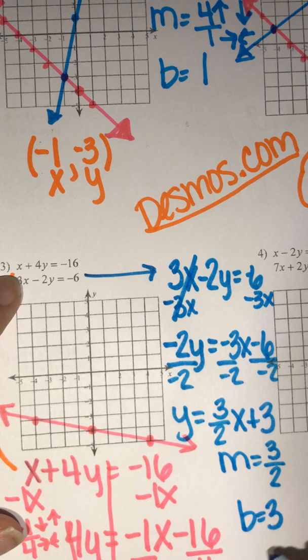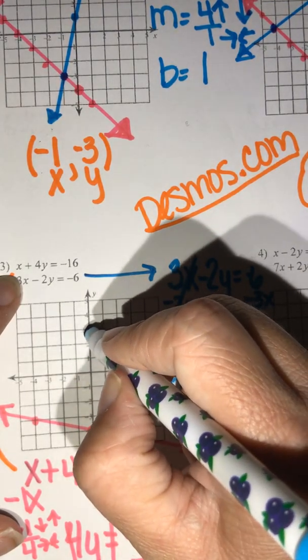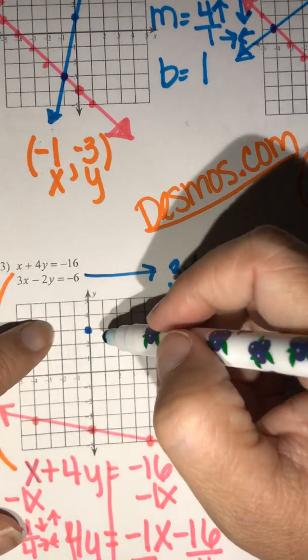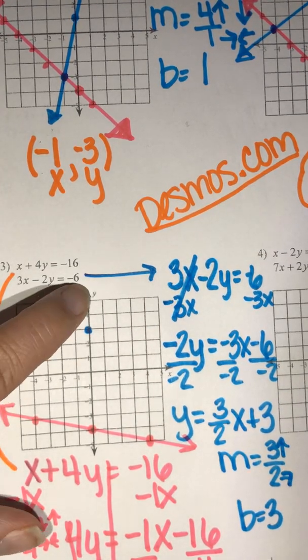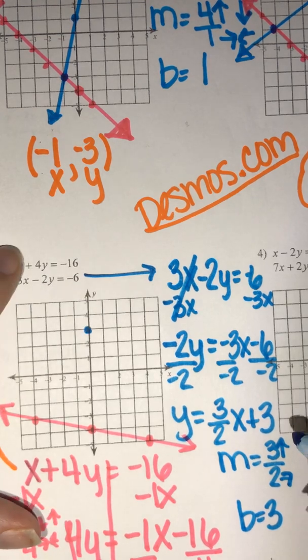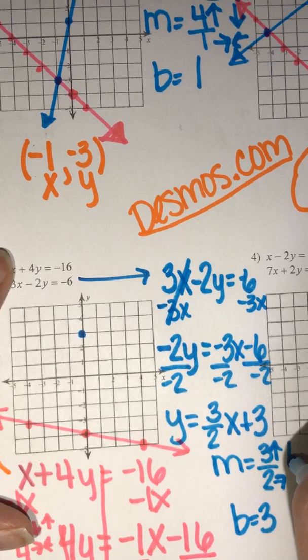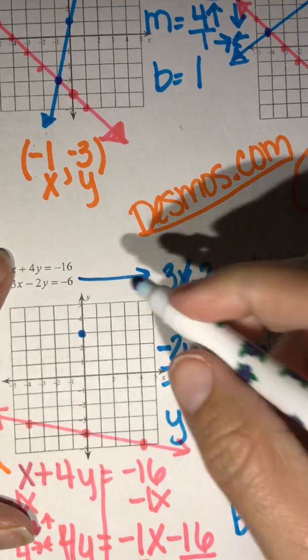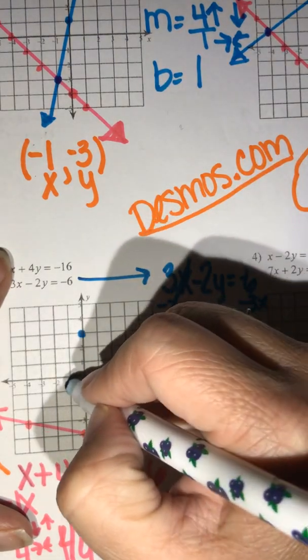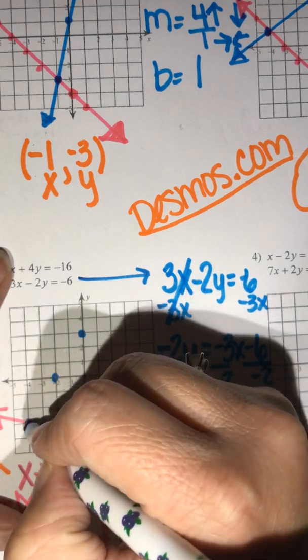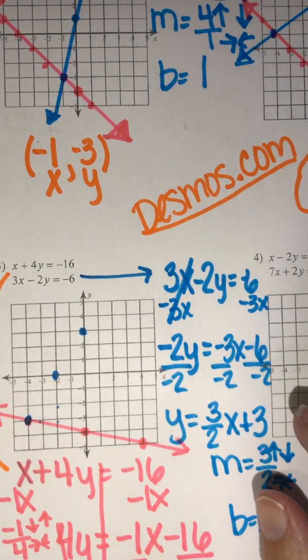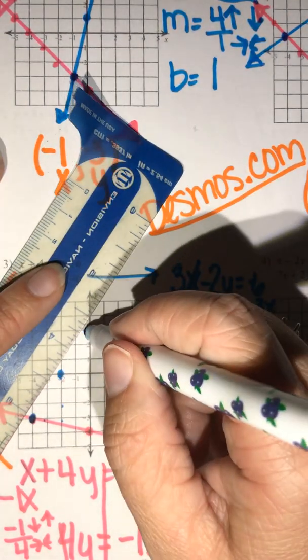Plotting my y-intercept first, my b, my beginning point, on 3. I can go up 3 and right 2, but if I do that, I run out of room. I could also reverse both of those signs and go down and left. Down 1, 2, 3, right 1, 2. And then I run out of room, connecting my points.